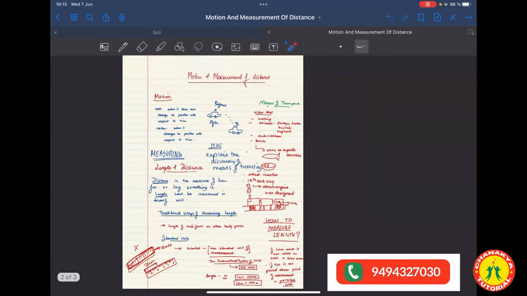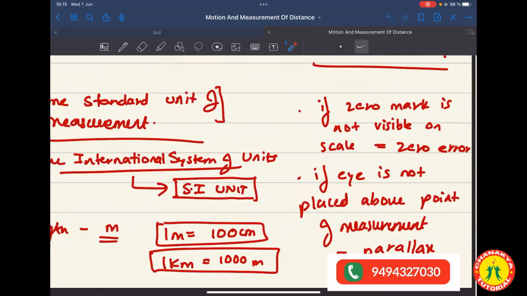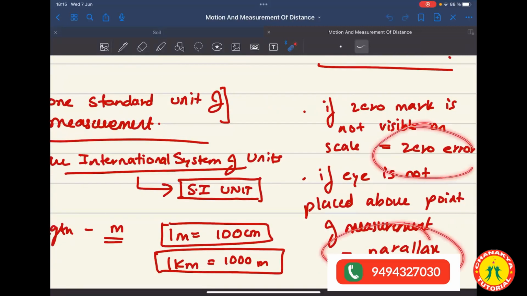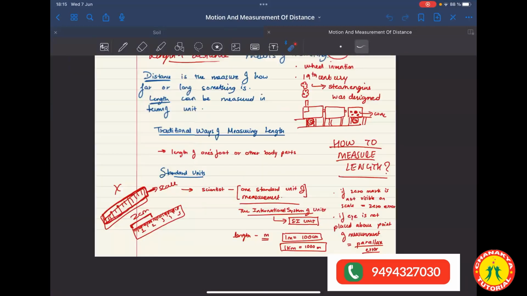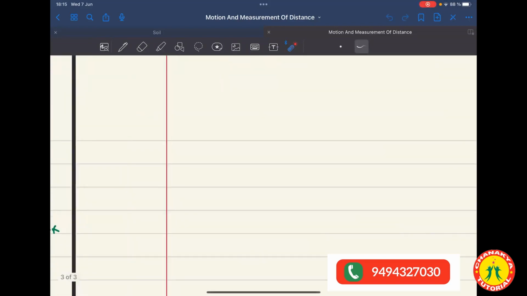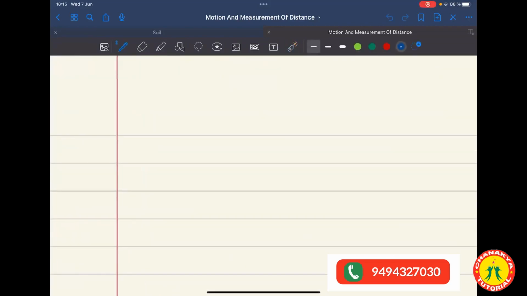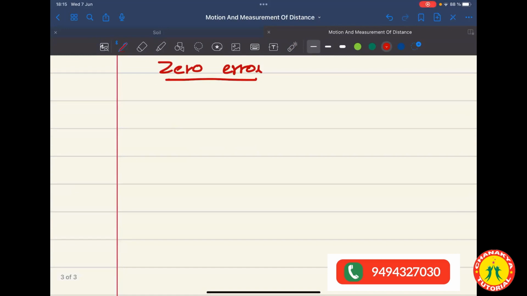Now we saw there are two types of errors, that is parallax error and zero error. So what is zero error? Let us see what zero error is and how to avoid it. You should know that to avoid zero error, first, the scale should be in contact with the object.